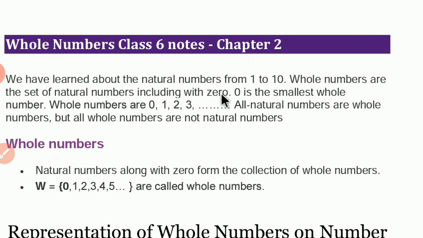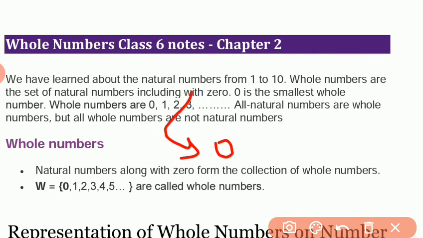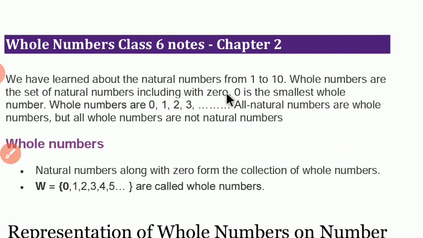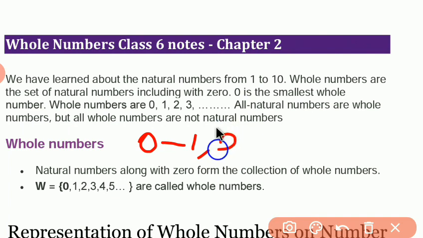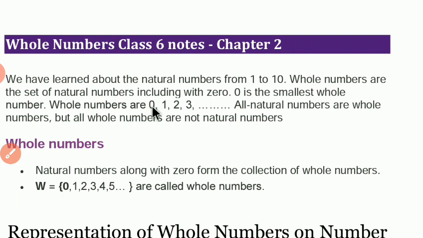We know that natural numbers are the numbers which start from 1. And we can say that the natural numbers are the numbers with which we can count. Then whole numbers: if we include 0 with natural numbers, then 0, 1, 2, 3 till infinity are all whole numbers. So 0 is the smallest whole number, and whole numbers are 0, 1, 2, 3 and so on.